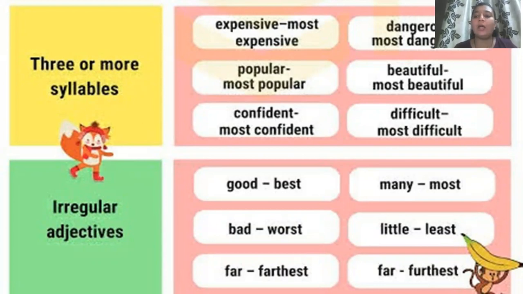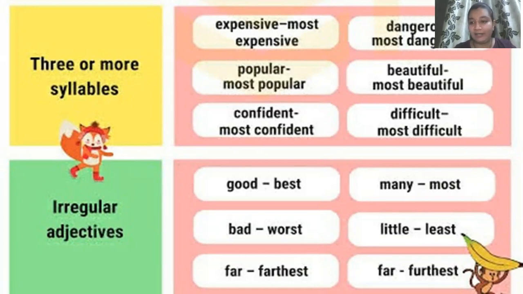उनका word ही पूरा का पूरा change हो जाता है. For example, good, अगर हम उसका comparative देखें, it is better. But if you want to write in superlative, it becomes best. वैसे ही bad का comparative होता है worse, superlative becomes worst. Far का comparative होता है farther, superlative becomes farthest. Many का comparative होता है more, and in superlative it becomes most.